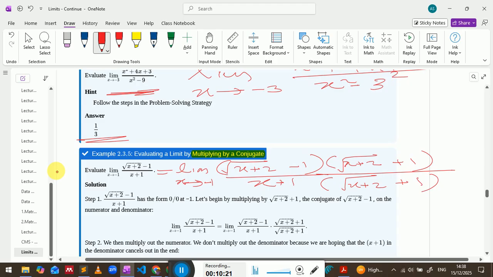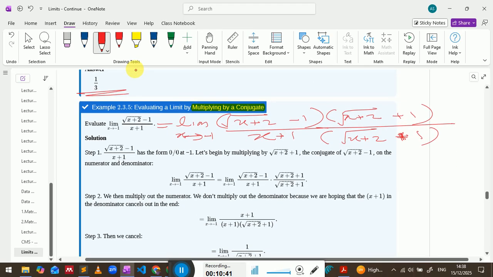The conjugate is square root of x plus 2 plus 1. So on both sides I can take the multiplication of this portion, so nothing will change, right? Now what I need to do is take the multiplication of this one on both sides.